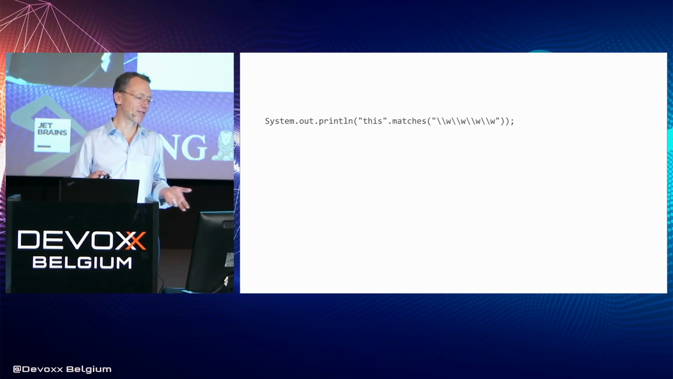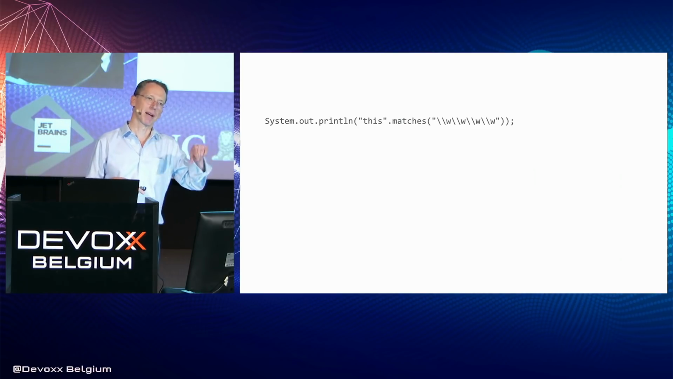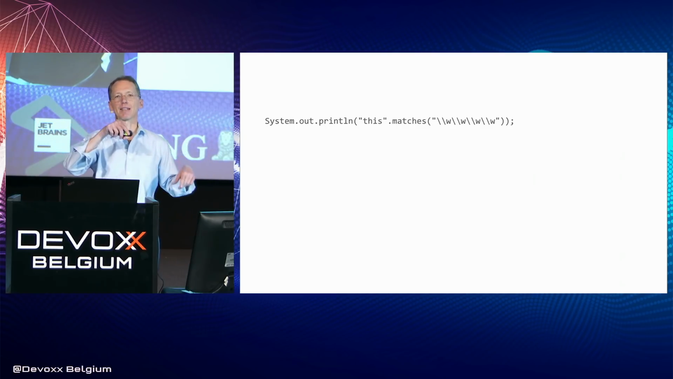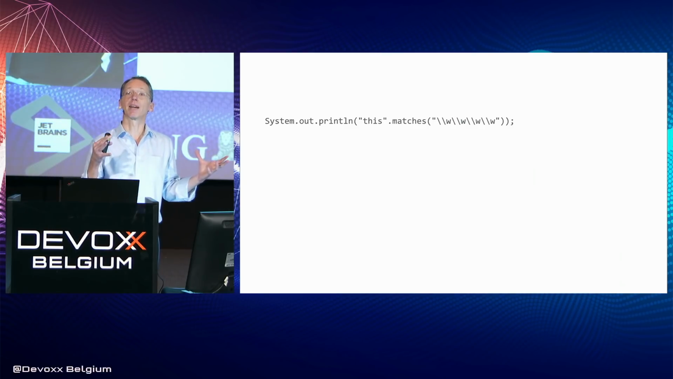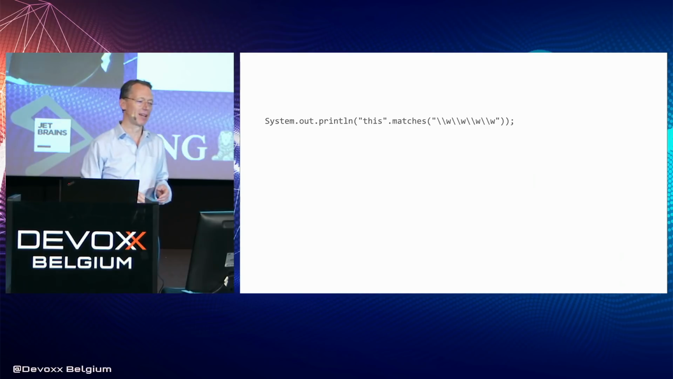Here's something you could write today. So this dot matches, double quote, backslash w, backslash, all these backslashes, because you're inside the quoted string and you have to backslash the backslashes. You really only need one backslash for the regular expression, of course. And of course, in a more complicated regular expression, this gets really hard to read, especially if your regular expression is trying to match something that contains backslashes.